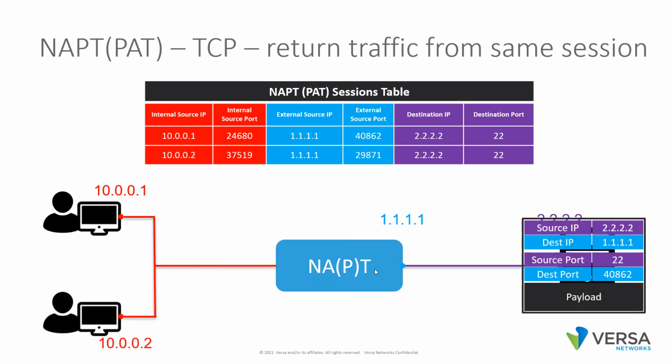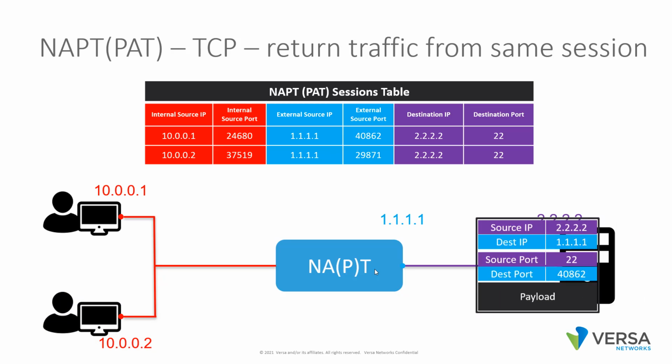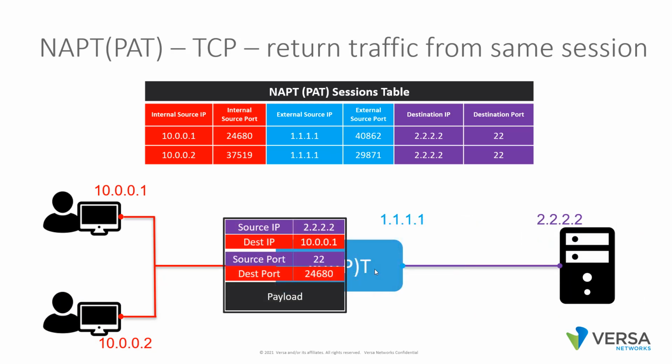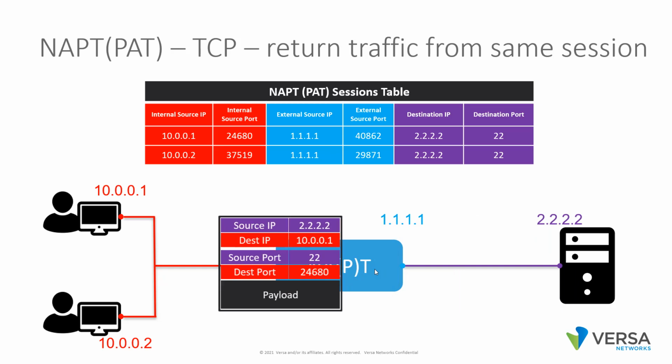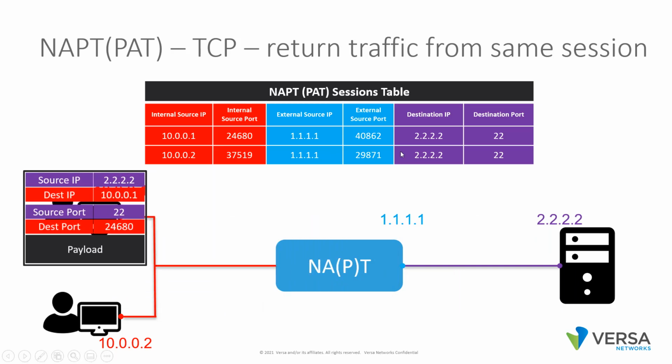Similarly, if there is going to be anything coming to the port 46862, it will translate it to the first device because, once again, according to the translation table, this NAT device will know how to properly use it.